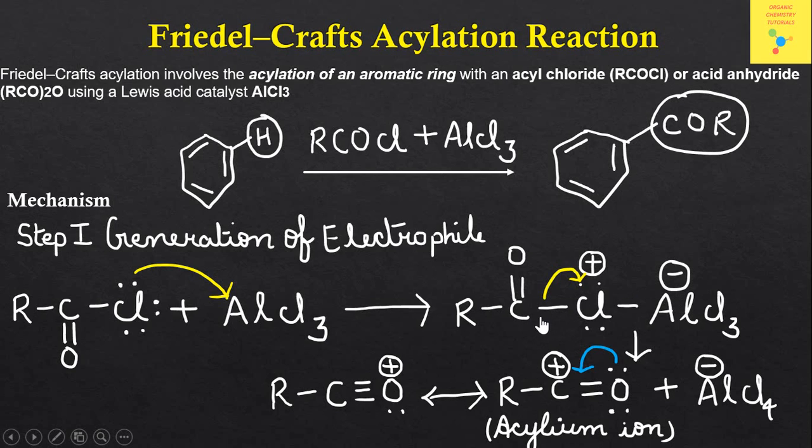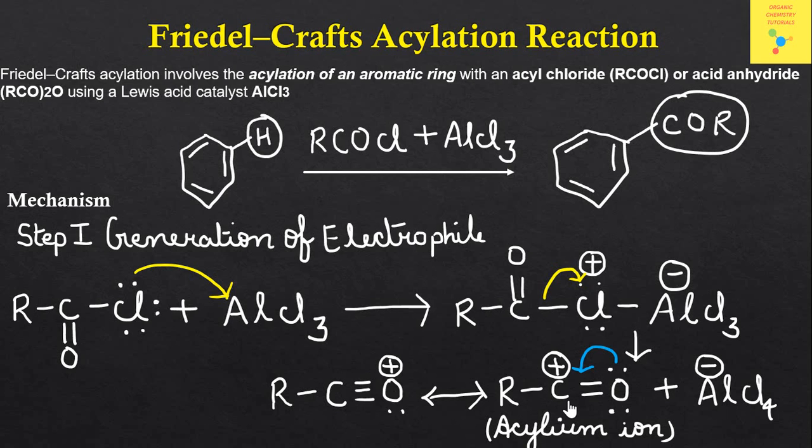Now this carbon-chlorine bond is broken due to the higher electronegativity of this chlorine atom, and we get AlCl4 minus and RCO plus, which is known as acylium ion. Now this acylium ion is resonance stabilized. Here you can see these lone pair of electrons can be shared with this carbon atom. So these are the two resonating structures of this acylium ion. In these two resonating structures, this resonating structure will act as an electrophile for this reaction.